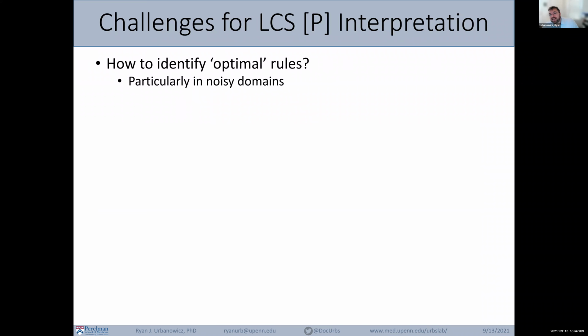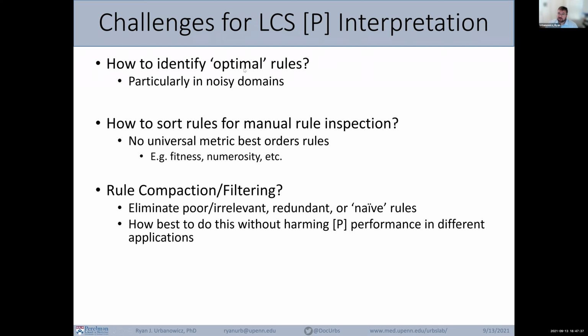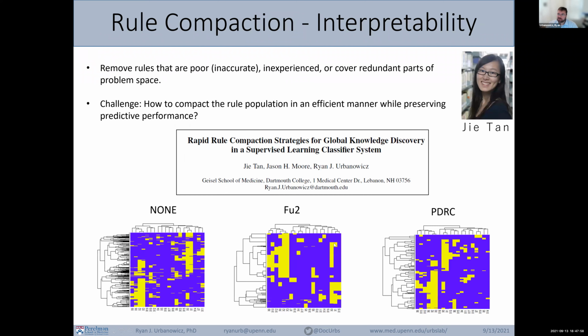So here are some of the challenges of learning classifier system interpretation at the rule population level. First off, how do we identify optimal rules, particularly in noisy domains? How do we sort rules in that population list I just showed you to facilitate manual rule inspection? Because there's no real universal metric to say this rule is better than another, unfortunately, although there have been many good strategies proposed that are continuing to be built off of. Rule compaction continues to be a non-obvious problem with a not obvious solution, because the best way to conduct rule compaction varies from problem to problem. And then global interpretation: how do we extract patterns from the whole set of rules that you've evolved at once? A lot of my work is also focused on that question.